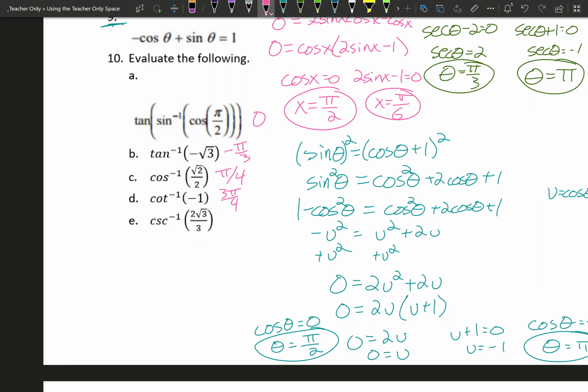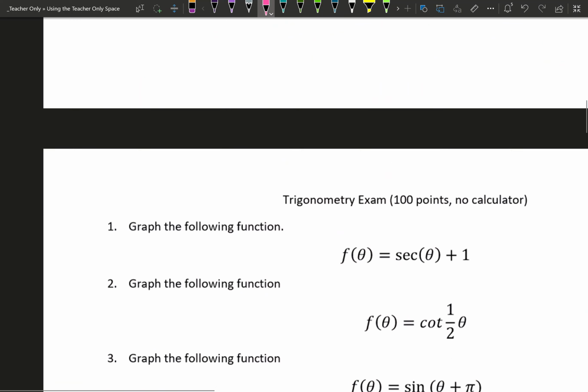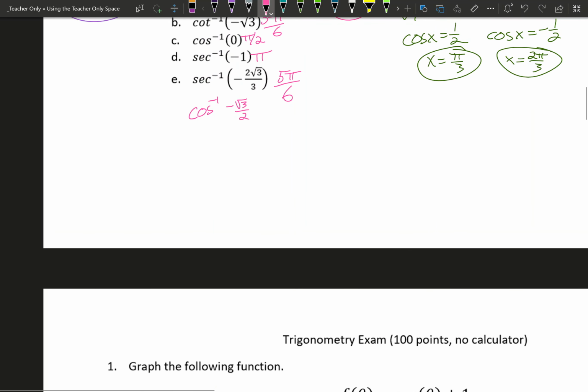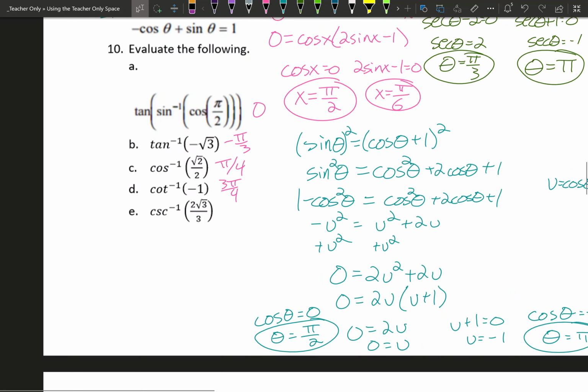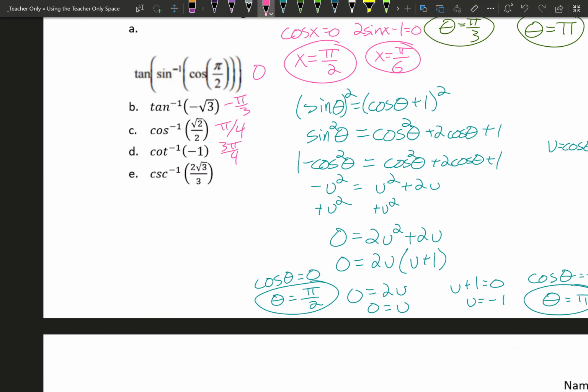And then cosecant inverse of 2 root 3 over 3. Same idea as what we were looking at with 10e over here. So it's going to be where sine is equal to square root of 3 over 2. So we know that this is going to be pi over 3.